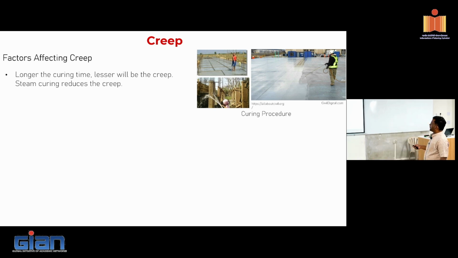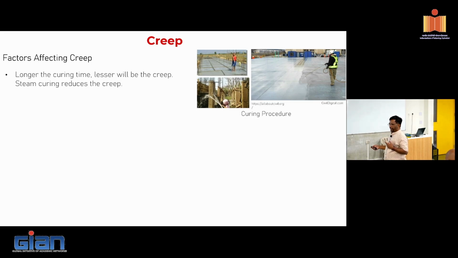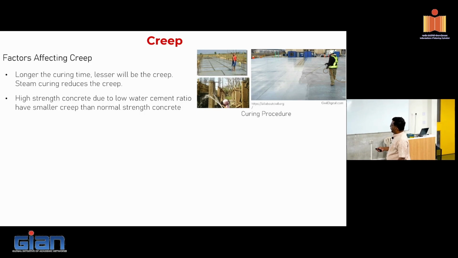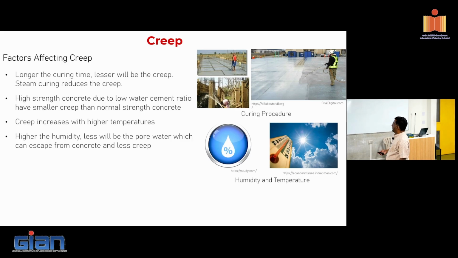So the longer the curing time, the lesser will be the creep. If I cure it well, allowing the water to be utilized better, and we also said steam curing is going to reduce the creep, okay? So in UHPC, when I am doing steam curing, my creep deformations are going to be very, very less, because the creep strains are going to be less. Now typically for high strength concrete, we use a low water to binder ratio. They tend to have smaller creep than normal strength concrete. And again, creep also will increase with temperature, because temperature is going to increase the rate of creep. So that is there.